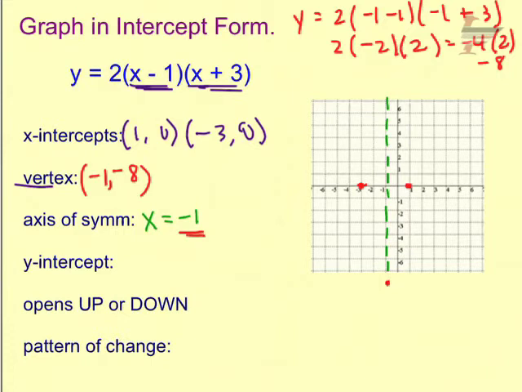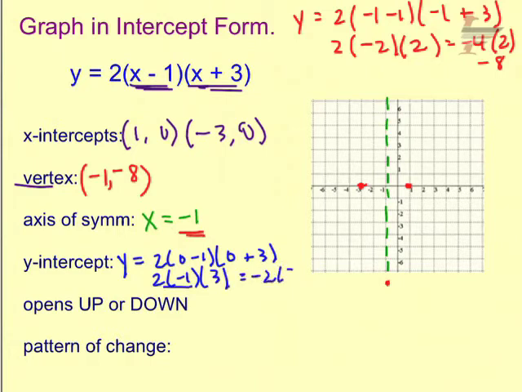Now for our y-intercept, to get us another point on our graph, we plug in 0 for x. So y equals 2 times (0 minus 1) times (0 plus 3). 0 minus 1 is -1, and 0 plus 3 is 3. So 2 times -1 is -2, times 3 is -6. We put in a 0 for x and got -6 back for y. So (0, -6) puts us right there, and we have our graph right there.